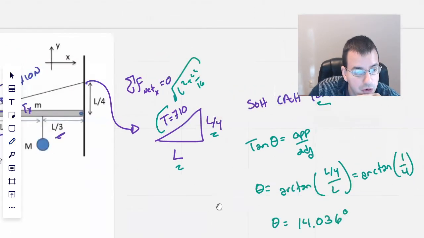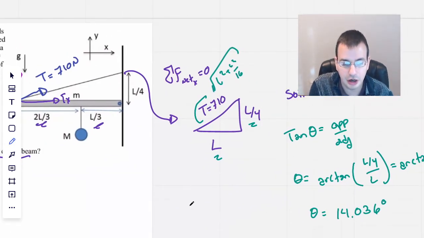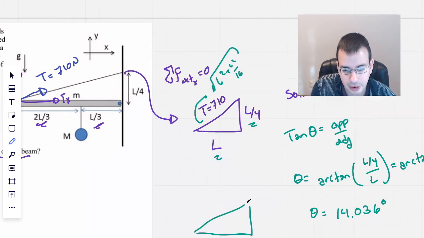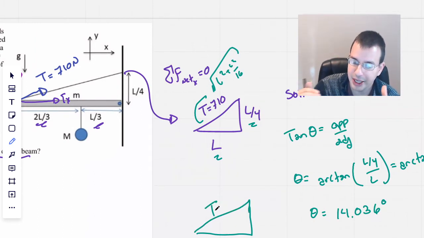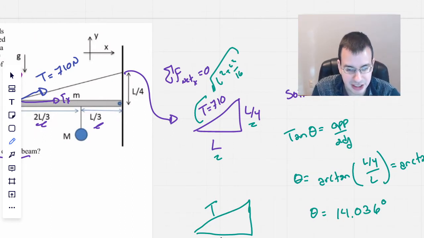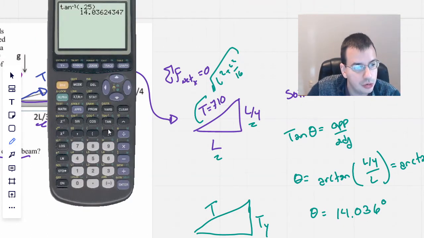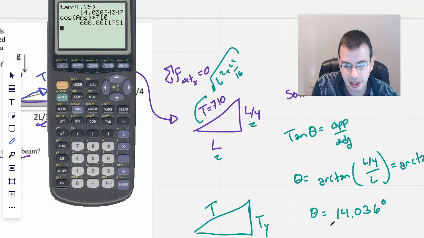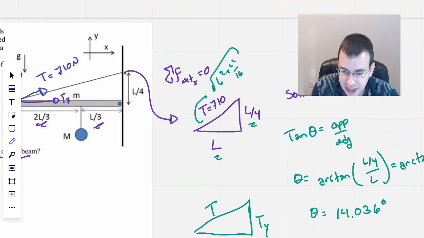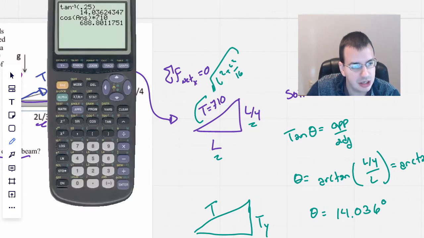From here, we can decompose our tension vector into components, because this tension follows the same components as the angle. That's not Tx, that's just T. This will be Tx, this will be Ty, and Tx will equal cosine of the angle times 710. That gives us a relatively big number, which makes sense because it's a small angle. So we have 688.